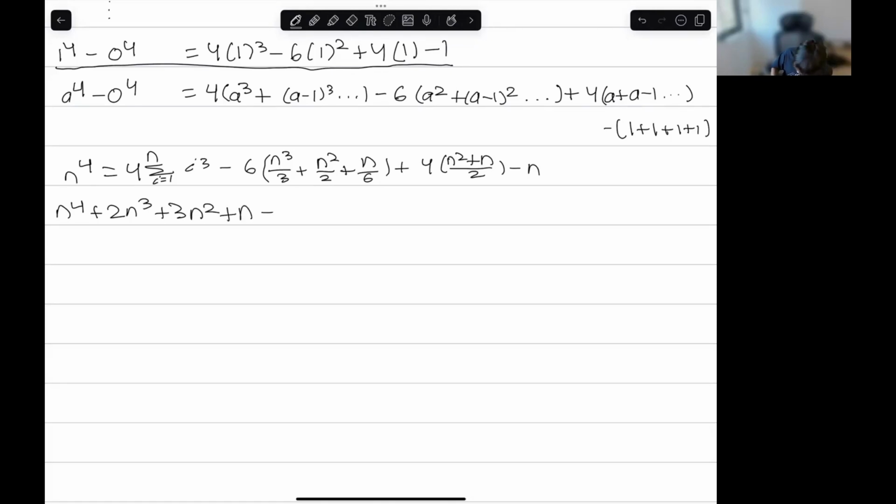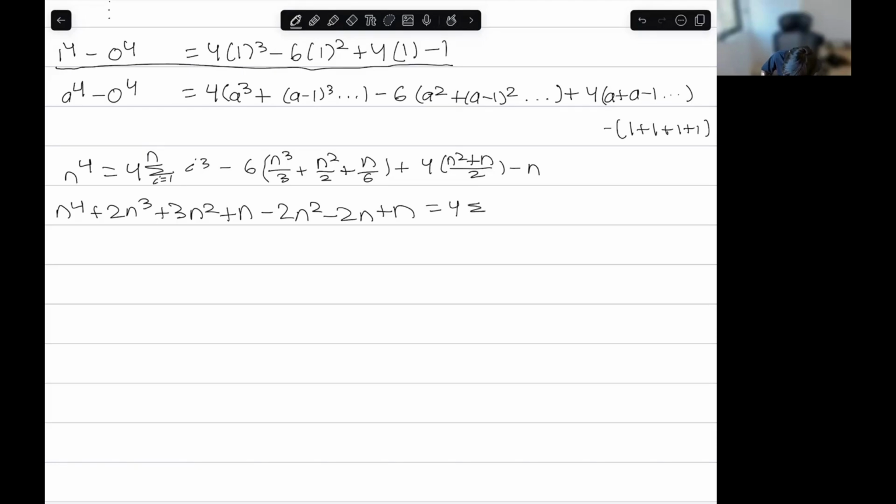And now we have to subtract 2n squared minus 2n. And then we finally add back n. So this time we actually have no fractions in the denominator. So that's very nice. So we can just proceed and simplify this and divide by 4 at the end.